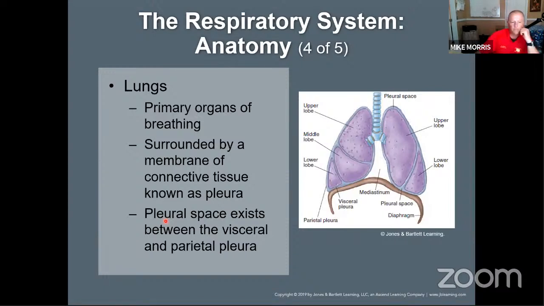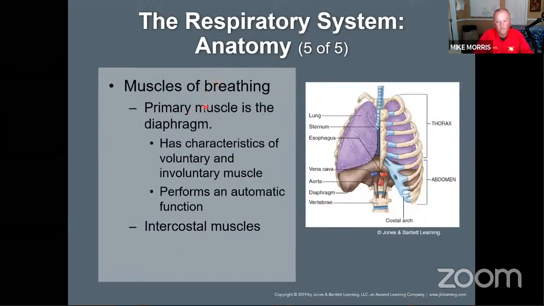All right. The pleural space, also known as that potential space, right? Between the pleurals, the visceral pleural and the parietal pleural. Primary muscle of breathing, definitely the diaphragm. Remember, the diaphragm can be voluntary or involuntary.